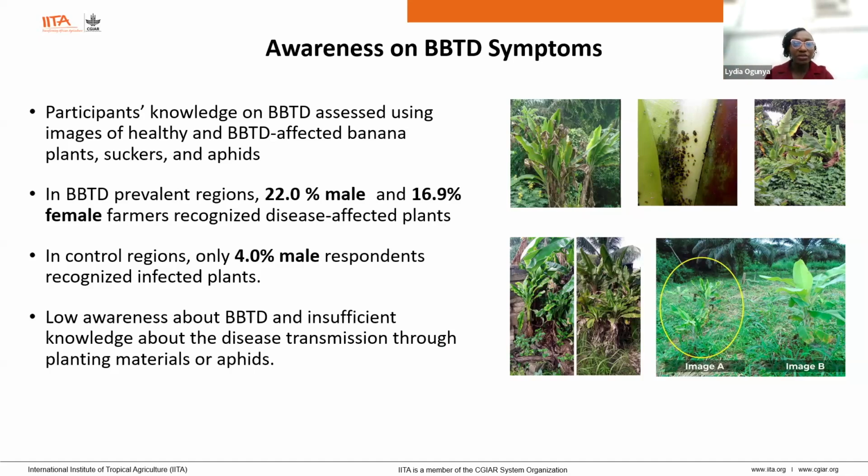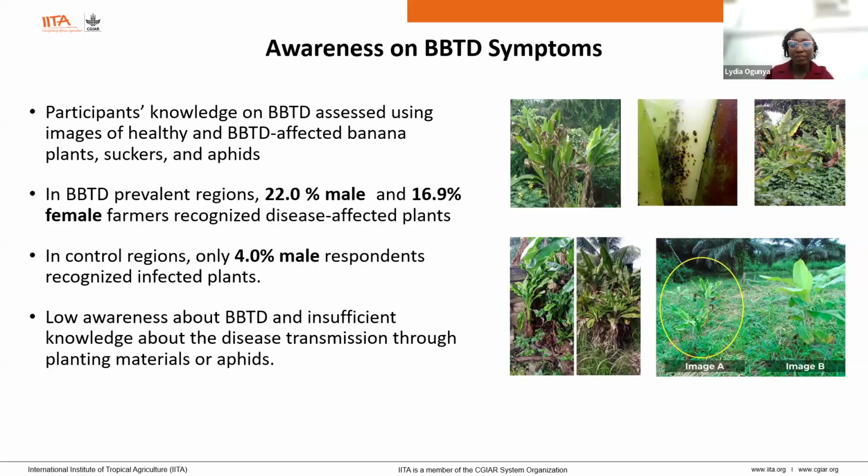Now I go on to the awareness of BBTD. To capture this objective, we displayed pictures to the farmers to see if they had seen such images on their farmlands. Participants' knowledge of BBTD was assessed using images of healthy and BBTD-affected banana plants, suckers, and aphids. It was surprising to note that only 22% of the male and 16.9% of the female farmers recognized the disease-affected plants.